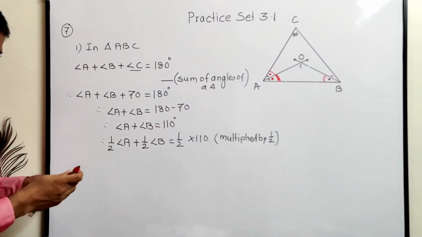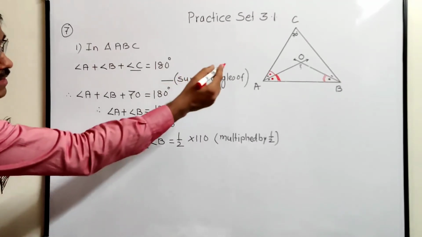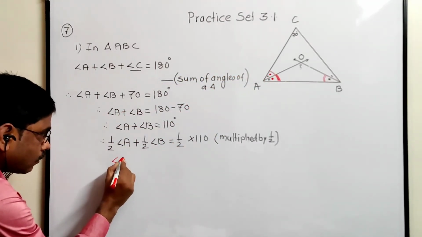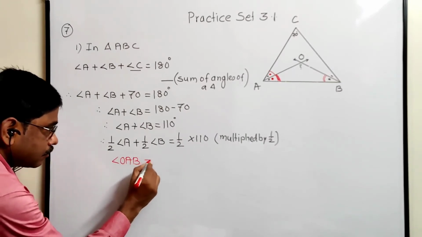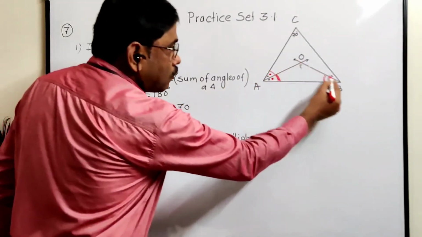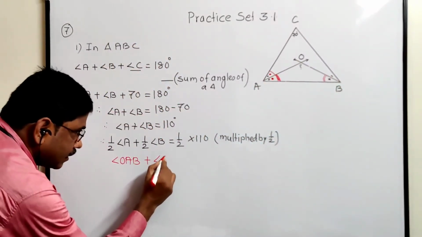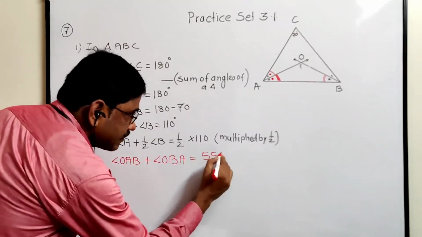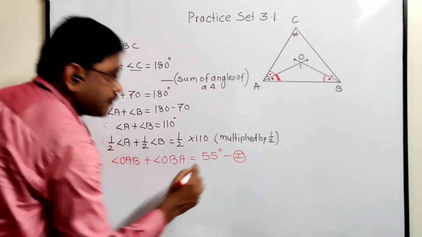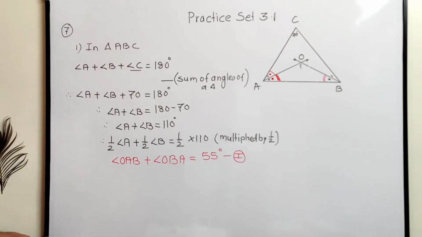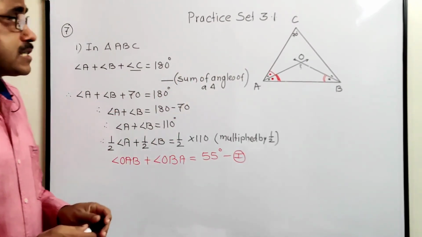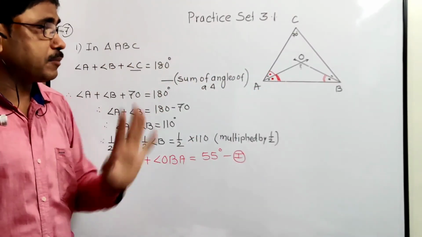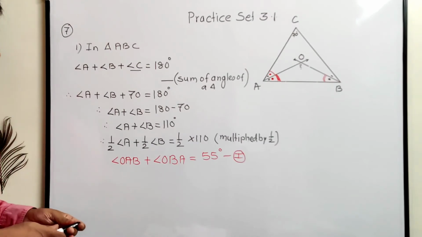So here we can write, half A means angle OAB plus half of B means angle OBA is equal to 110 divided by 2, means 55 degrees. This is our statement number 1. So is it clear this one? Because we must know the two properties. Sum of angles of a triangle is 180 degrees, and the second property is the definition of bisector of angle.